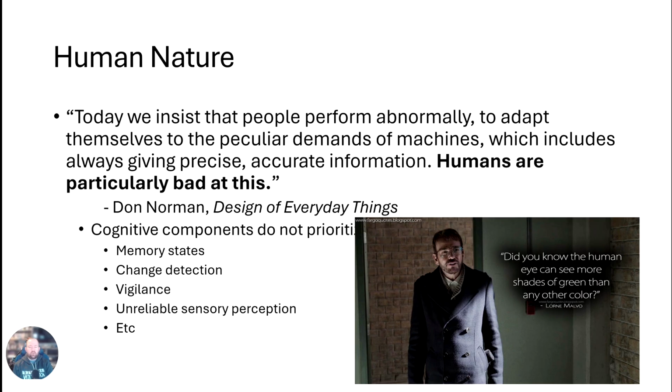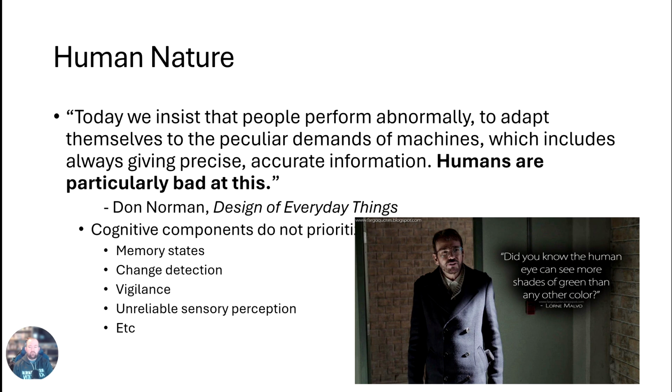And so we have different cognitive components that don't work properly. So we have changing memory states, vigilance, and our sensory perception can be unreliable. Sometimes you have folks that may be colorblind or have hearing loss, and so they're limited in some of those angles. So how does that manifest in their performance and in the supports that we would give them to perform adequately?